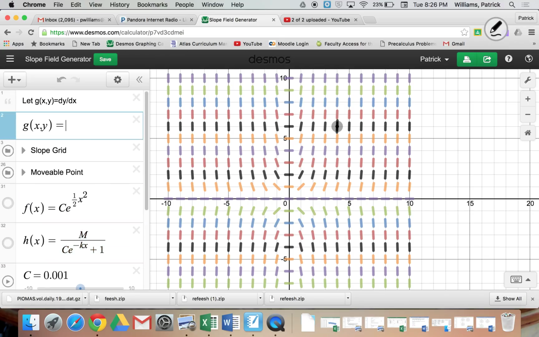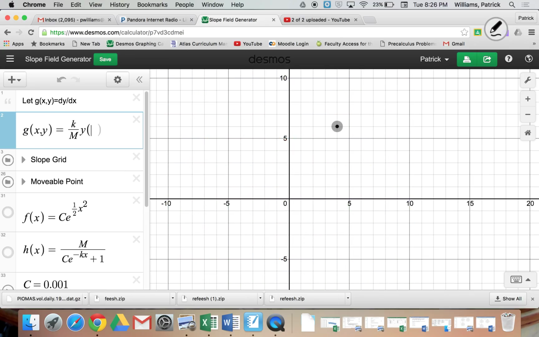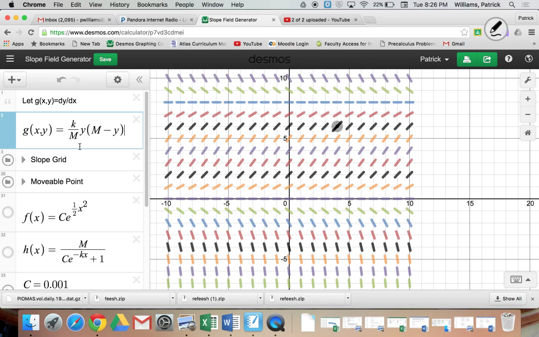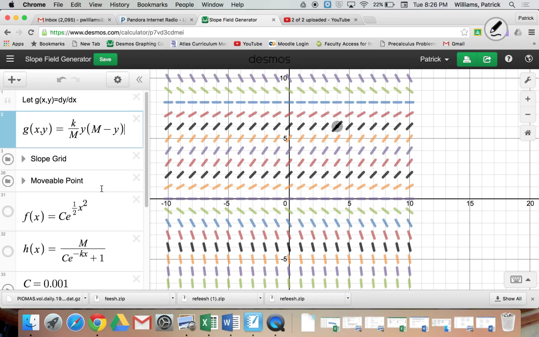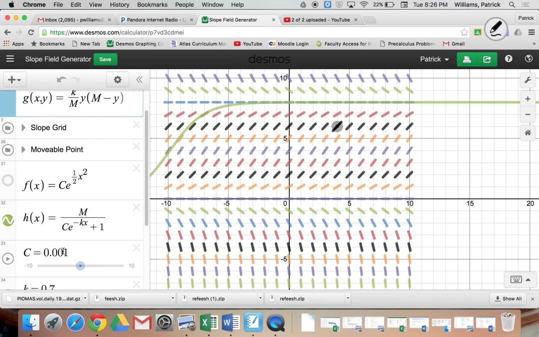So if we plug that equation in, k over m y times m minus y, that gives us this type of slope field. And now if we highlight this solution, let's change our c value to be a little bit bigger. Okay, there we go.